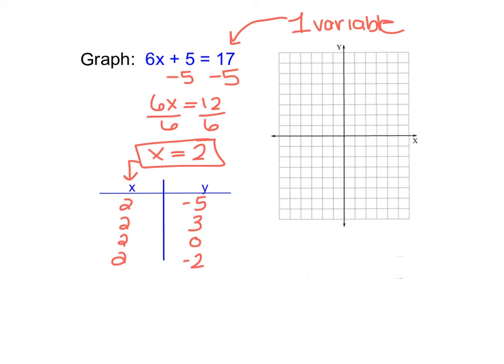So I have x is 2, y is -1, 2, 3, 4, 5. So there's x is 2, y is -5. X is 2, y is 3. X is 2, y is 0. X is 2, y is -2. And what I notice here is that I have a vertical line forming when all of those x values are 2. So here I have a vertical line forming at x equals 2.